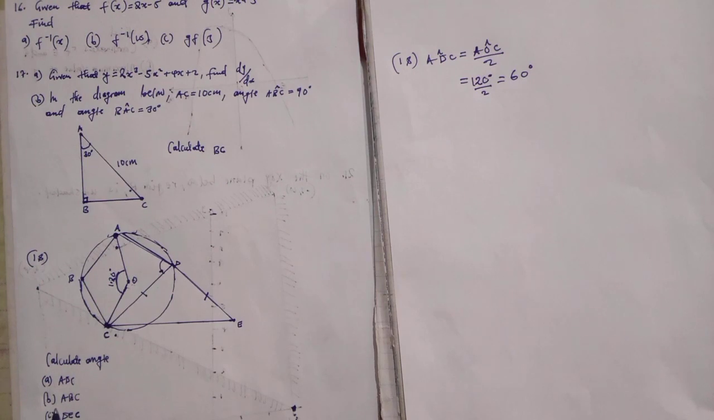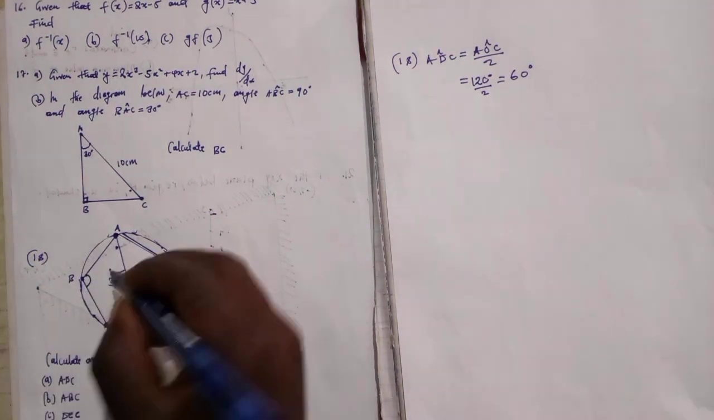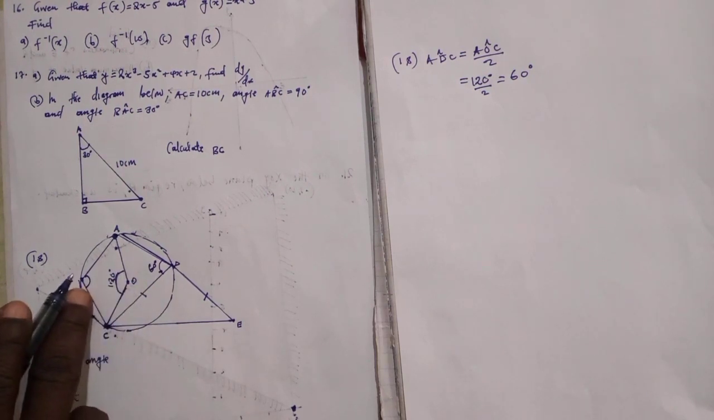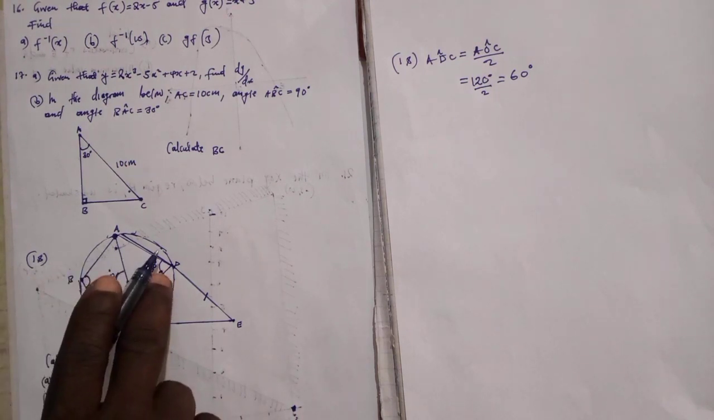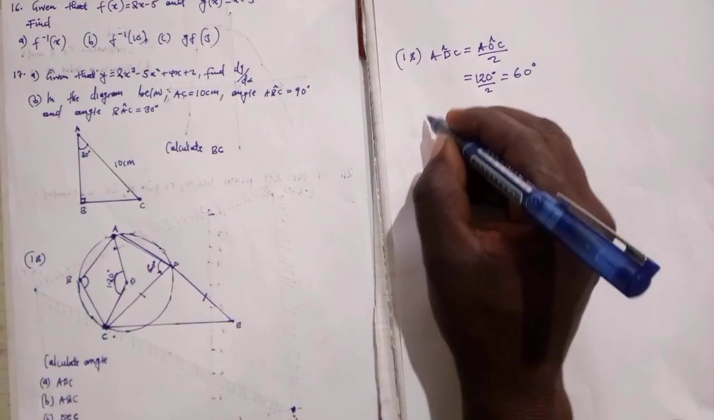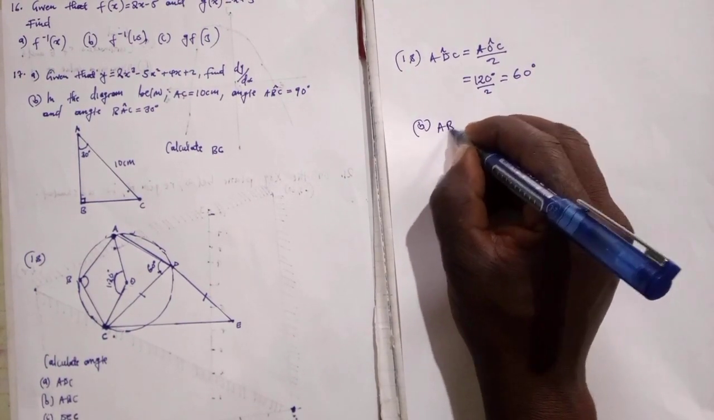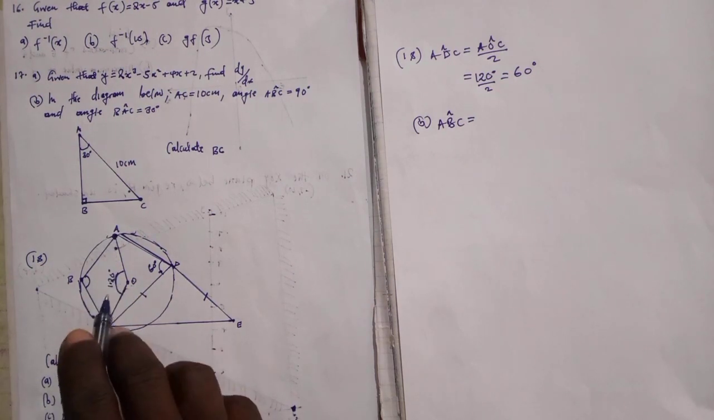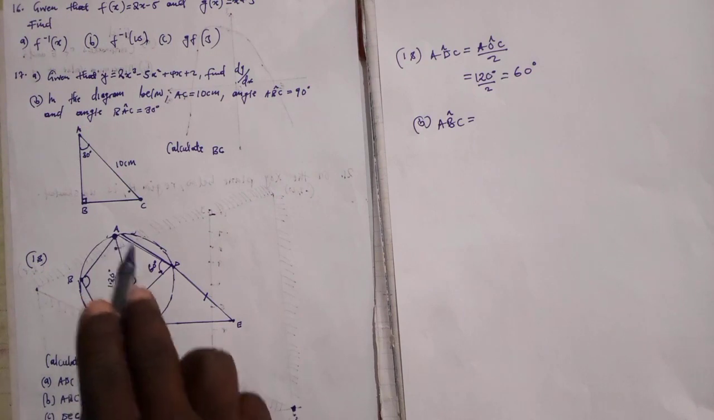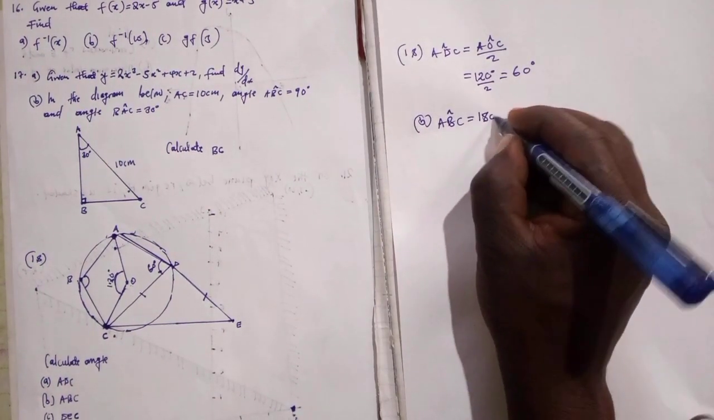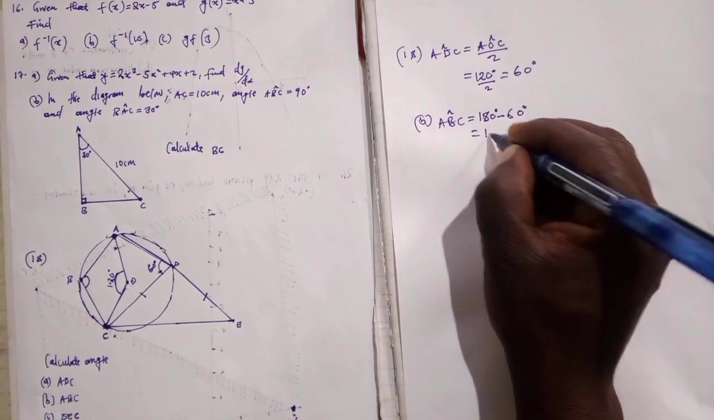So let's move on to question 2b, where they're saying find angle ABC. We have found that angle ADC is 60, and angles in the quadrilateral add up to 180. So if you add this angle plus this one, the answer should be 180. That means we subtract: angle ABC equals 180 degrees minus 60 degrees, which equals 120.